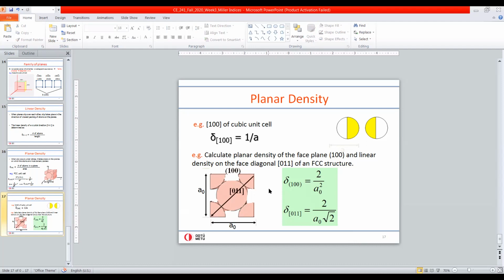In fact, it would also have the same density, and similarly, this direction would have the same density. So all four of those, by observation, all four of those directions would have the same linear density along this plane.